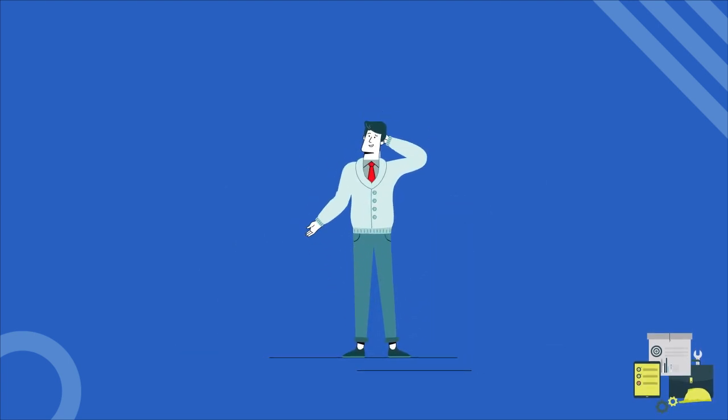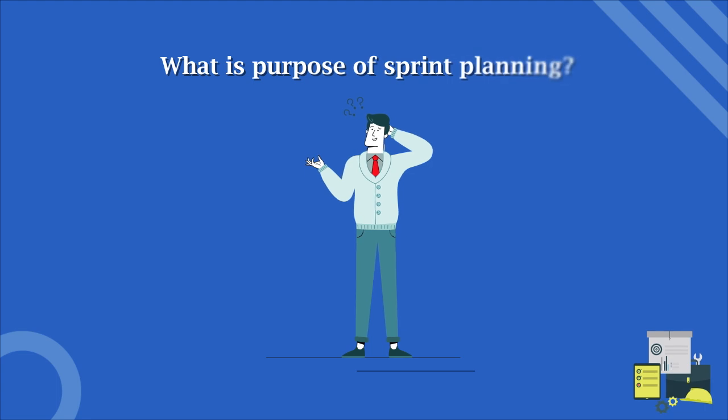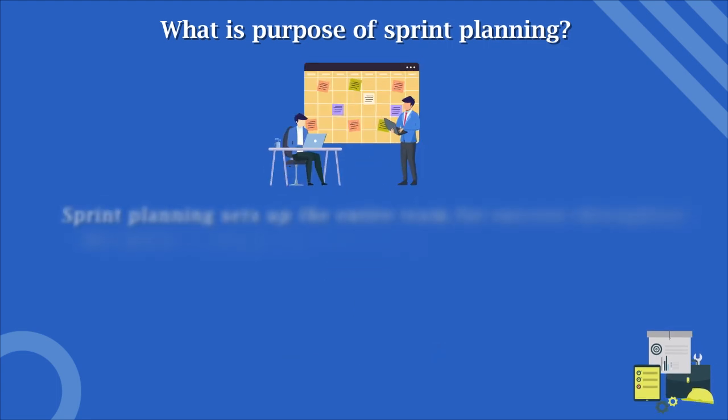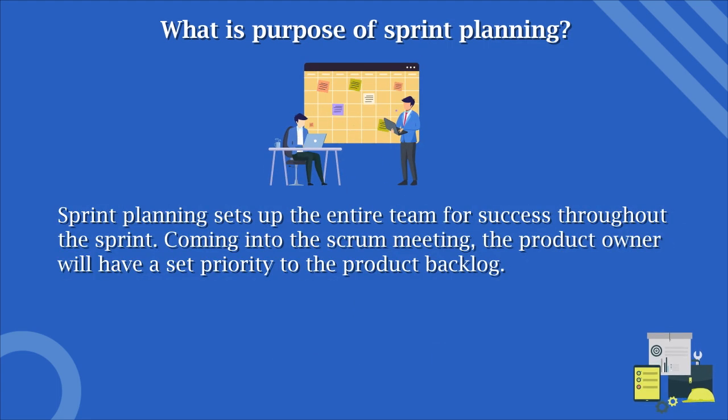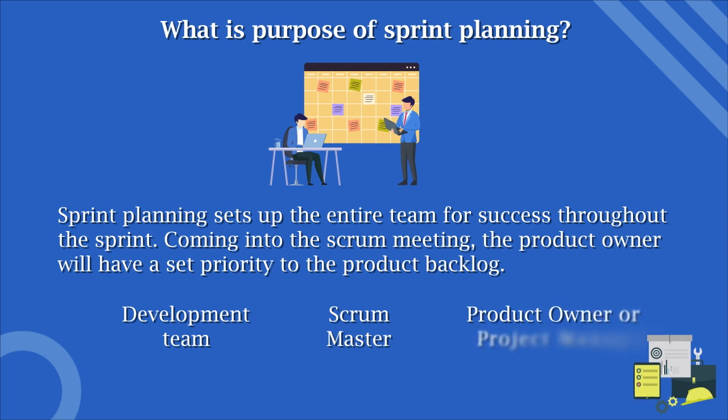Now, you may have a question: what is the purpose of sprint planning? Sprint planning sets up the entire team for success throughout the sprint. Coming into the Scrum meeting, the product owner will have set a priority for the product backlog. The development team, Scrum Master, and product owner or project manager discuss each item, and the group collectively estimates the effort involved. Once the sprint is defined, the daily meeting and artifact updates are to be done.